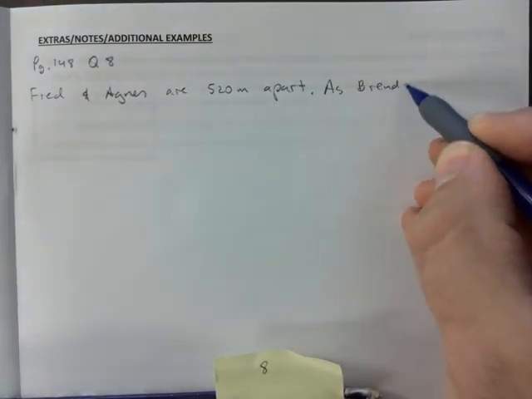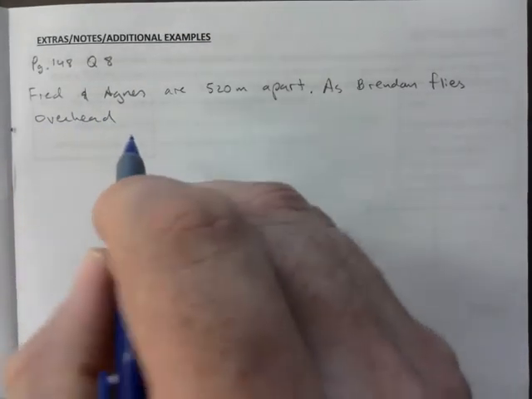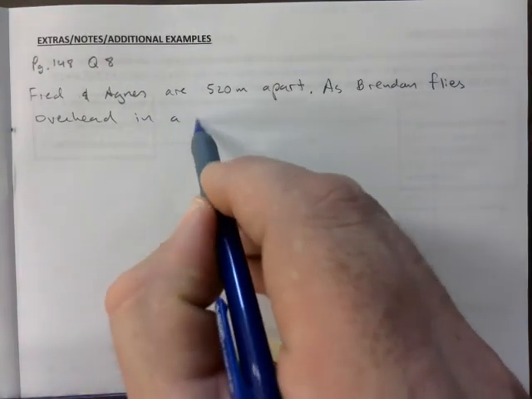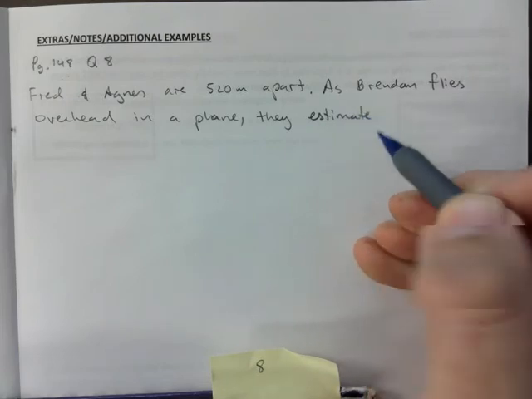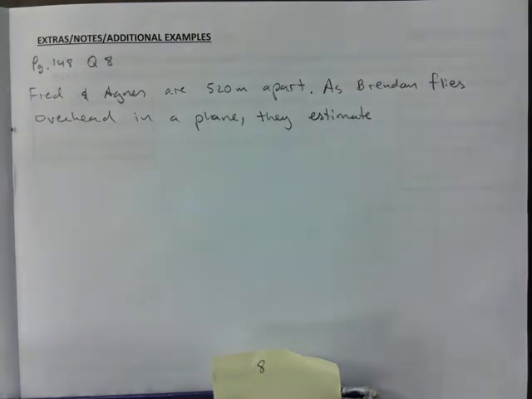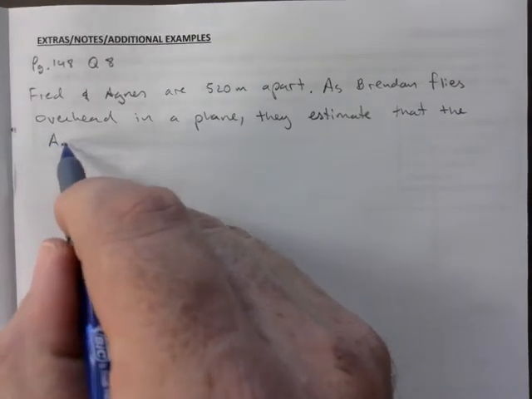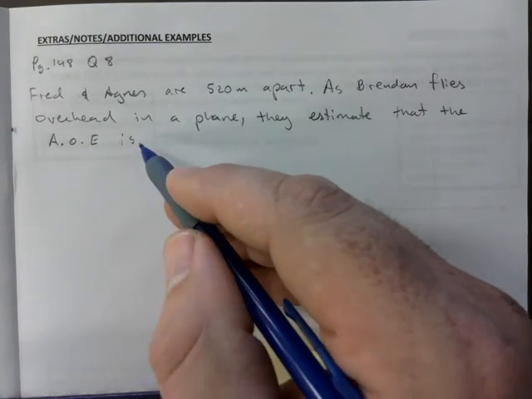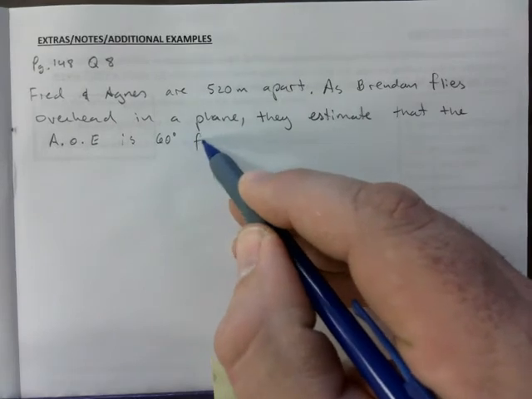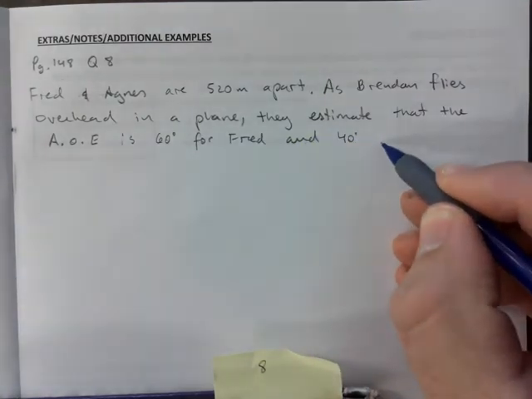As Brandon flies overhead in a plane, they estimate that the angle of elevation is 60 degrees for Fred and 40 degrees for Agnes.